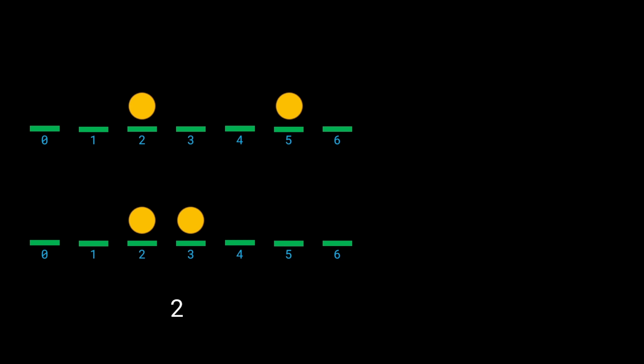Why is that? That is because the person was sitting at the index 5, so 5 minus 3 gives us 2. Basically, we're looking at the absolute difference between these two seats. Alright, so 2 is one possible answer and this is one possible configuration.